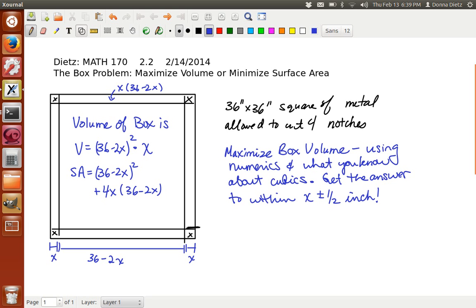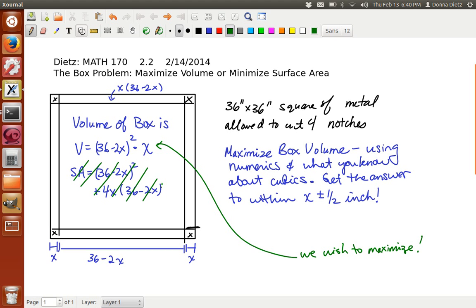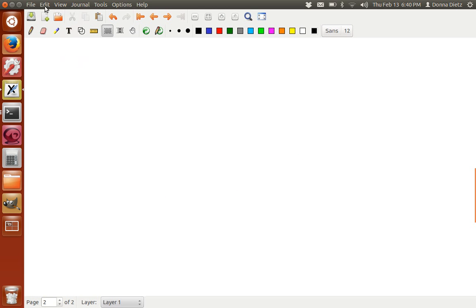Okay, so let's take this piece, the volume. We want this volume here to be maximized. So this thing is what we wish to maximize. And this piece we don't need for this problem. It doesn't even factor into this problem. So we're going to take a copy of this and put it down below. There we go.